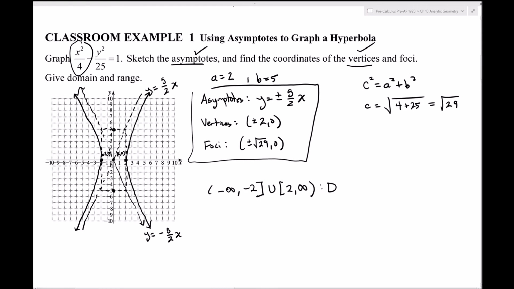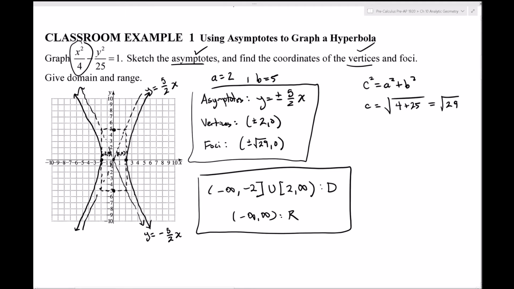So what about the range? The range is every real number from negative infinity to infinity. So those are my domain and range sets. And that's everything they wanted in this particular example.